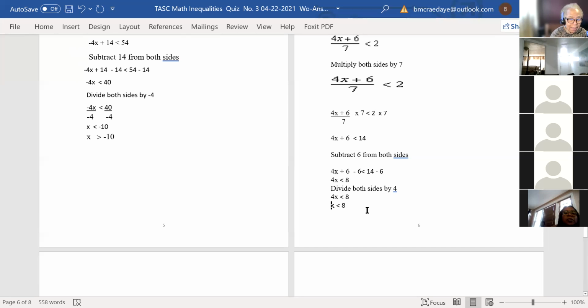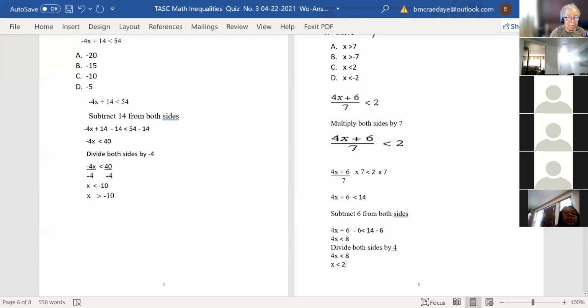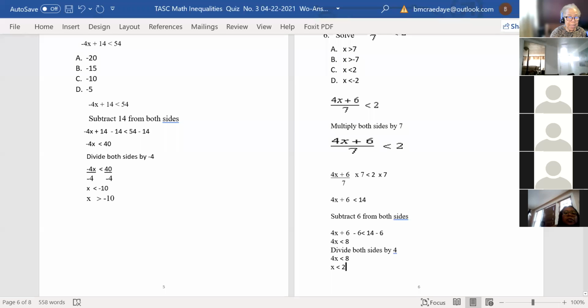What would I have on the right side, Vanessa? 8 divided by 4. 2. Yeah, 8 divided by 4 is 2 because 2 times 4 is 8. So that would be 2, right? Just x. Okay. 2 is greater than x. So what would be the answer? It's listed as 2. Yes, that's what I'm telling you. x. A, B, C, or D?